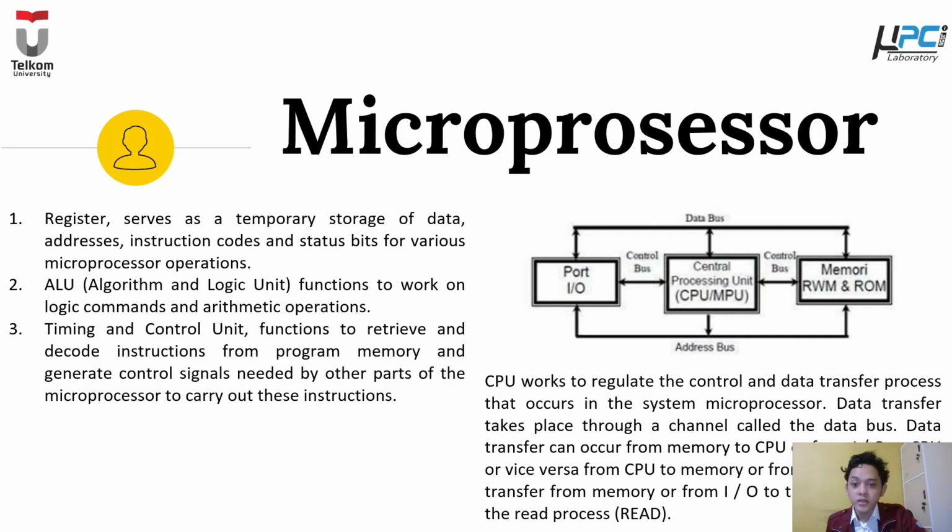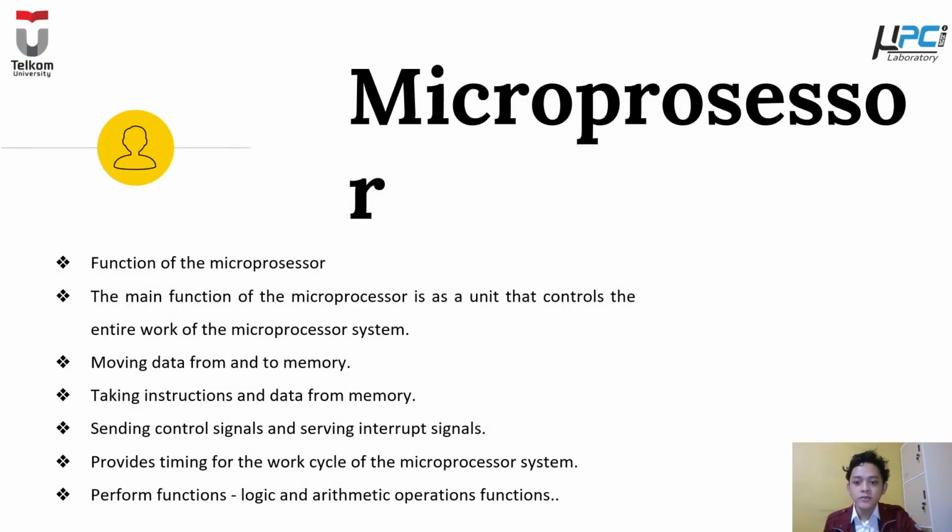So let's get to the next part. Function of the microprocessor. The main function of the microprocessor is a unit that controls the entire work of microprocessor system, moving data from and to memory, taking instruction and data from memory, sending control signals and serving interrupt signals, provided timing for the work cycle of the microprocessor system. And the last one is to perform logic and arithmetic operation unit functions.